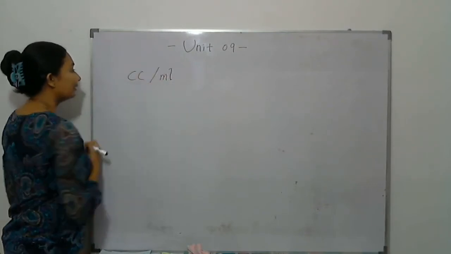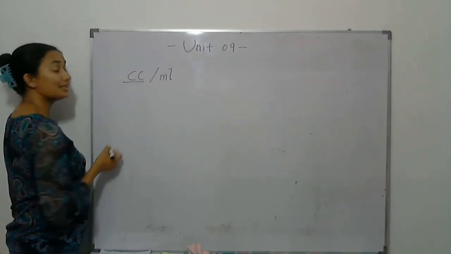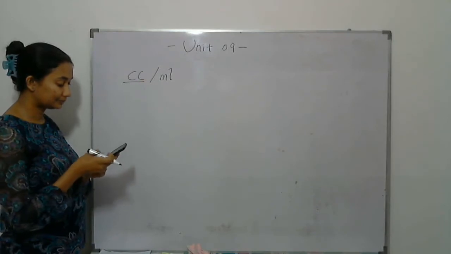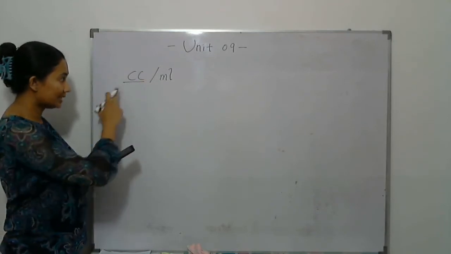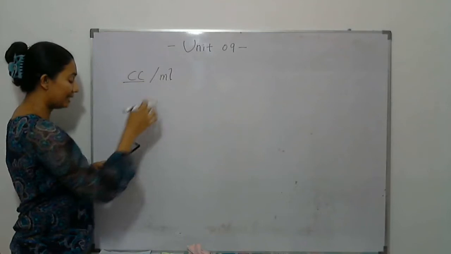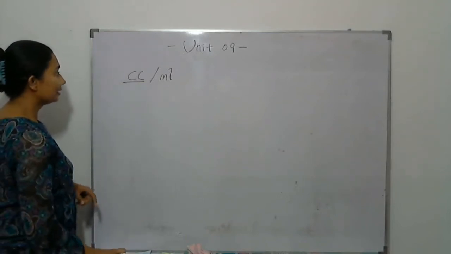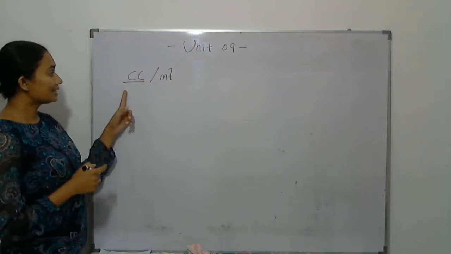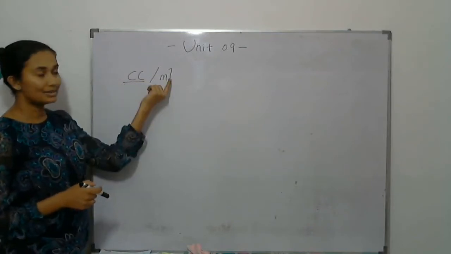cc/ml. The meaning of the term cc means cubic what? Cubic centimeters. ml means milliliters. Now, there's a doubt. The doubt is whether this unit is equal to this one.